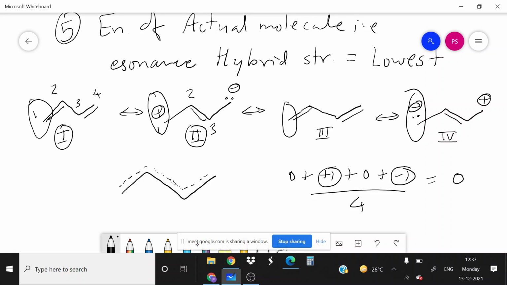In structure number 1, it is 0 charged. In structure number 2, it is negatively charged. In structure number 3, it is 0 charged. And in structure number 4, it is positively charged. So plus 1 minus 1, 0. 0 by 4, the average charge is 0. So this is the resonance hybrid structure or actual molecule, and the energy of this molecule is the lowest one.